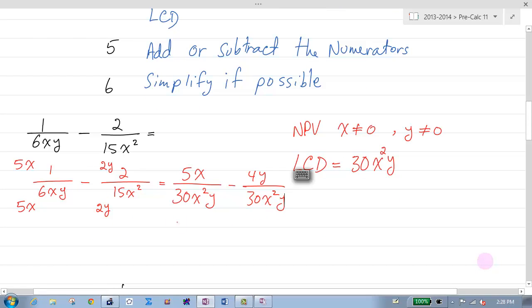So suppose I have 12 divided by 16. Right away, you may be able to see it, but if they are big numbers, you can't. But if I have it in factored form, 2 times 2 times 3 divided by 2 times 2 times 2 times 2, then I can see that those small factors can cancel out. So I can combine these two fractions with a common denominator. I have 5x minus 4y over 30x squared y, and that is as simplified as I can get it.